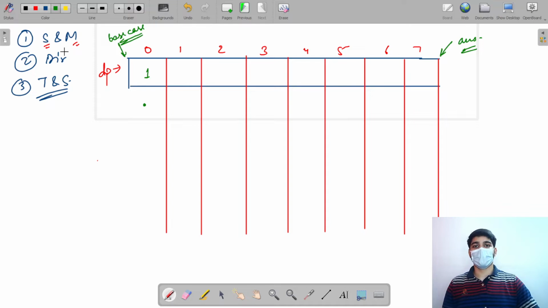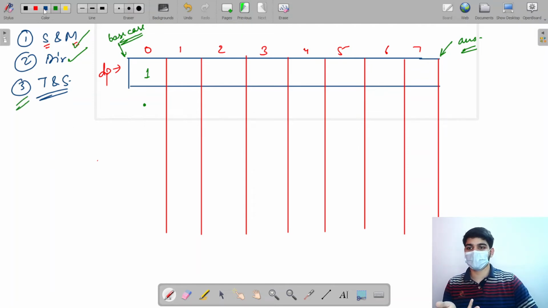So we have done our very first step, which is assigning storage and defining the meaning of that storage. Now the second part, which is direction, is quite clear and evident: if we have our base case at the 0th position and our answer at the last position, then we have to move in the forward direction. So we know the direction part also. Now, what we are interested in is the third point, which is traversing and solving.